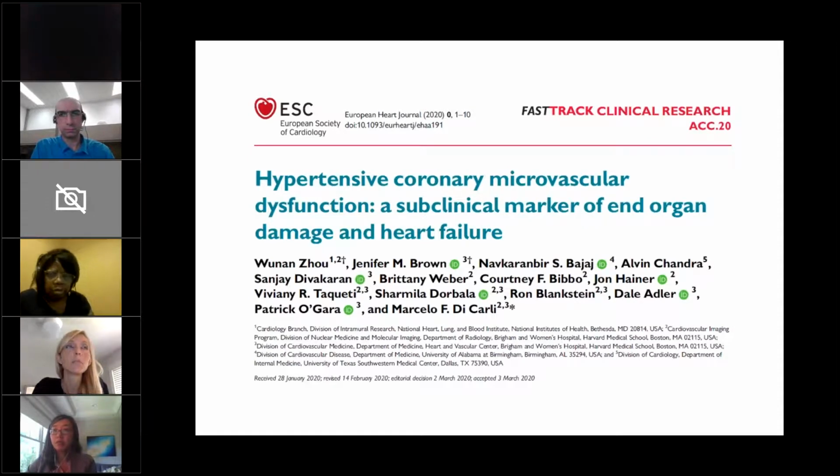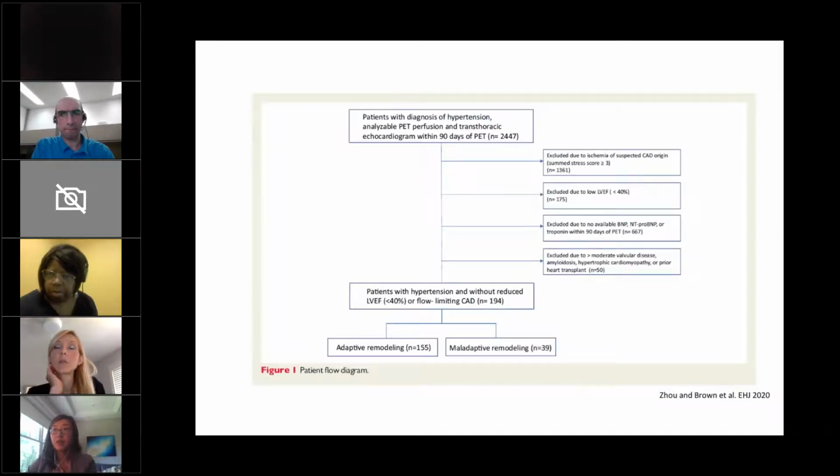The results of this study were recently presented at the annual American College of Cardiology meeting, as well as published in the European Heart Journal. Next slide, please. So this was a retrospective cohort study involving patients with a diagnosis of hypertension who had analyzable PET perfusion and transthoracic echocardiograms within 90 days of the PET. We then excluded patients based on the presence of ischemia of suspected CAD origin, low LVEF, not available BNP, pro-BNP, or troponin within 90 days of the PET, as well as more than moderate valvular heart disease, amyloidosis, hypertrophic cardiomyopathy, or prior heart transplant. Our final cohort consisted of 194 patients that were then divided into having adaptive remodeling or maladaptive remodeling, which I will expand on the definition of shortly.